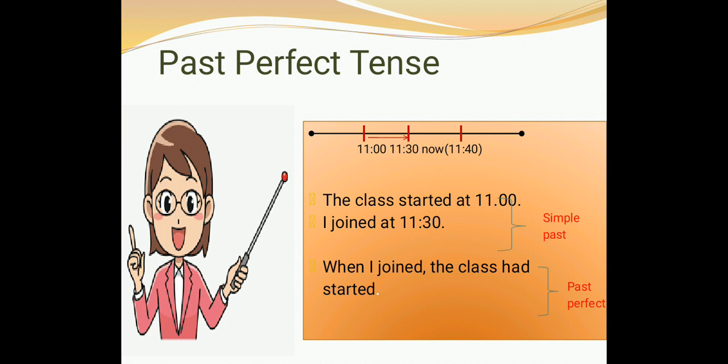So once again, we use the past perfect tense when we are talking about two or more things, both of which happened in the past, and we want to show which of them happened earlier in the past. The one which happened first is the one where we use past perfect tense.